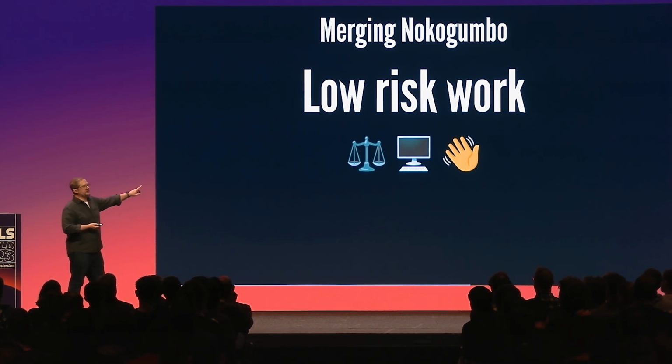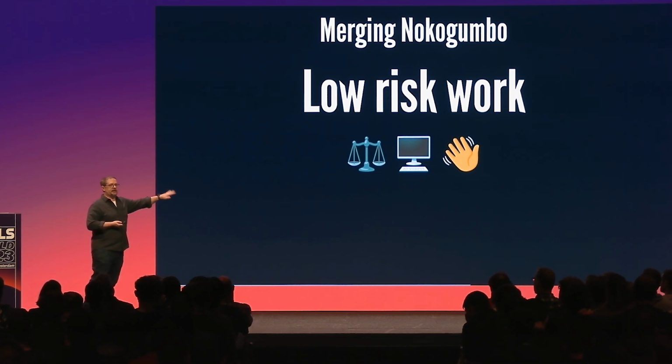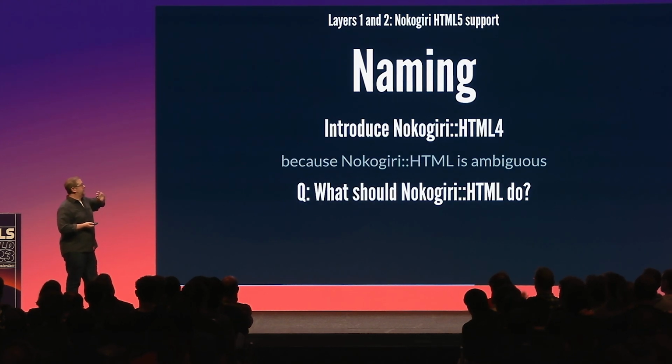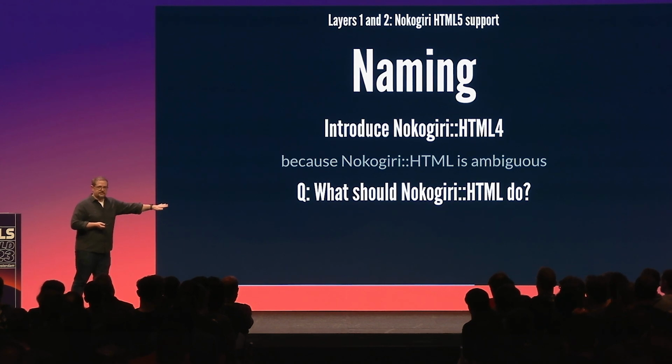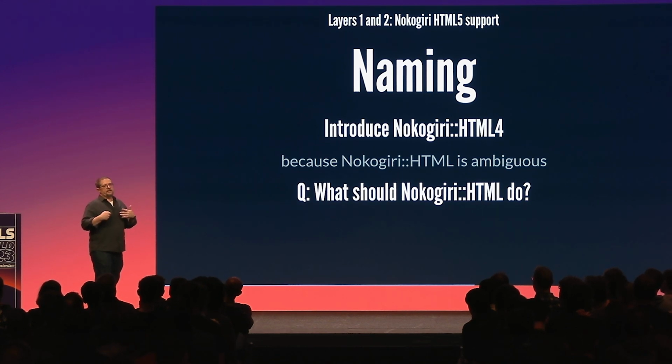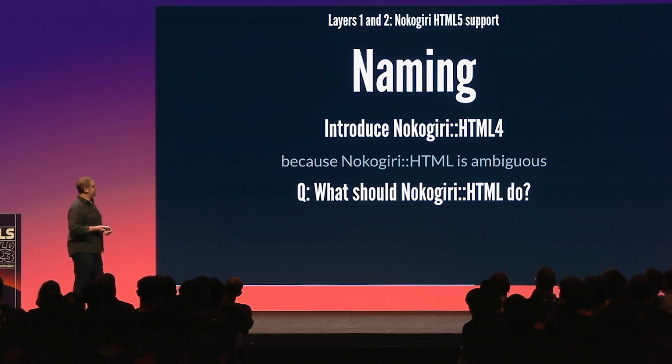Some low-risk work around licensing and pre-compiling and shutting down NogGumbo had to happen. We renamed things, right? Nokogiri HTML4 now exists, even though it didn't before, because HTML was ambiguous. There's a little bit of an open question about what HTML should point at going forward, which I'm not going to get into, but just suffice to say, libgumbo only has a DOM parser, and libxml has a SAX parser and a reader and a pull parser and a push parser and all these things. So, to be done later.